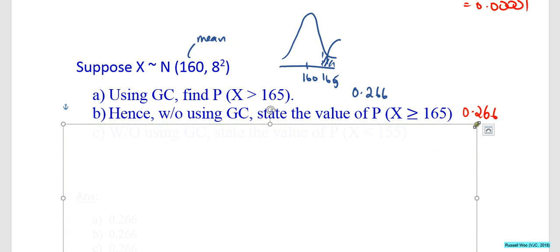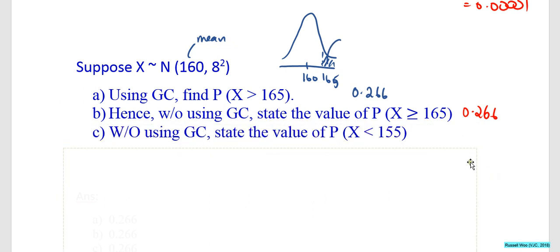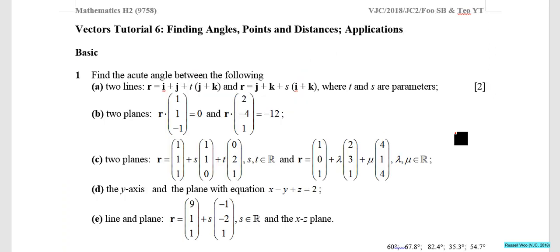Last one. Without using GC, state the probability that X is smaller than 155. What's the answer? Is it also the same? Yes, because this graph is symmetrical about 160. Got it? That makes sense? It should still be the same. So the answer to all three is still 0.266. Okay, good.